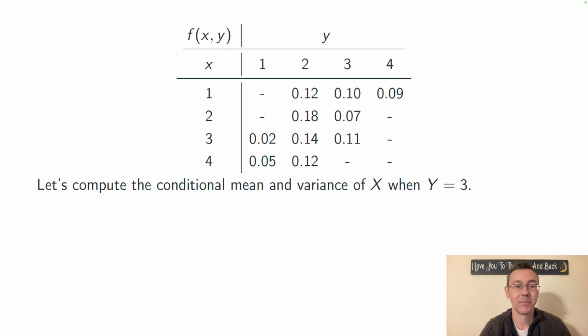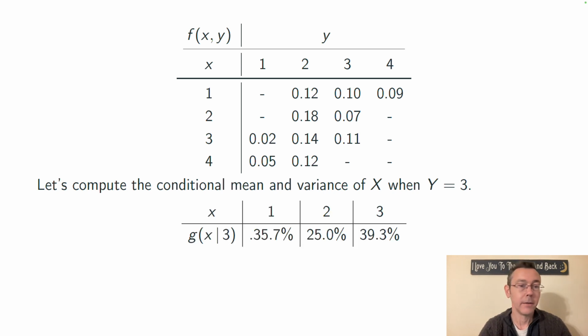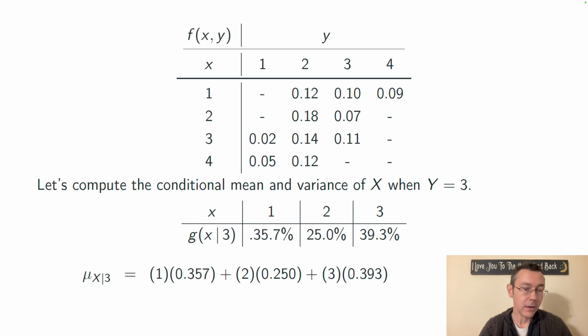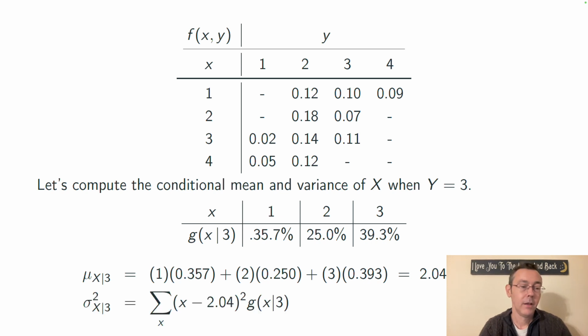Let's wrap up by computing the conditional mean and variance of x when y is equal to 3. And this is very direct because we already have the conditional distribution of x given by this table, g of x given 3. To compute the mean, we're going to take each of our possible values of x and multiply them by their respective probabilities. Add all those up. The expected value for x when y is 3 is going to be 2.04. For the variance, just using our basic formula, plugging in, doing the arithmetic, we get 0.75.